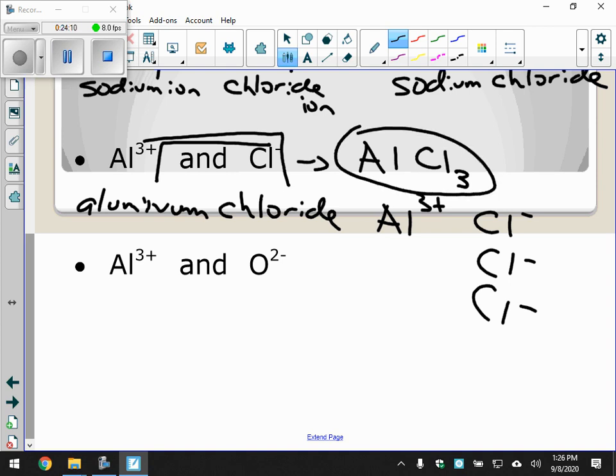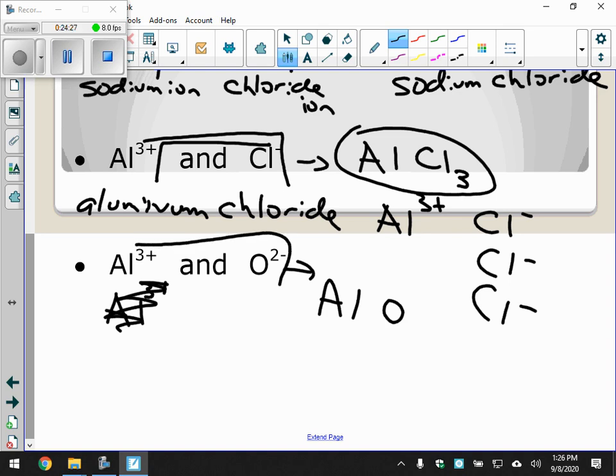Okay, aluminum, which comes in a 3 plus, and again, you can find this on the periodic table. O comes in a 2 minus. I guess I don't need to write that over again. But again, what I would do is probably something like that to start with. The 3 is going to come over and down, like so. 2 comes over and down. There's the 2. And this is called aluminum oxide.